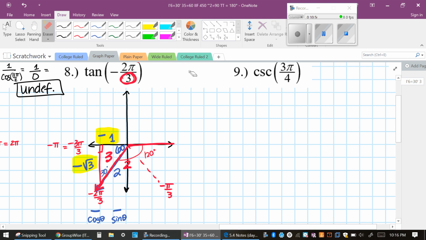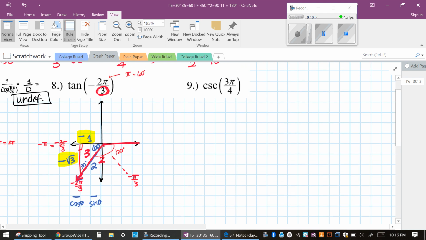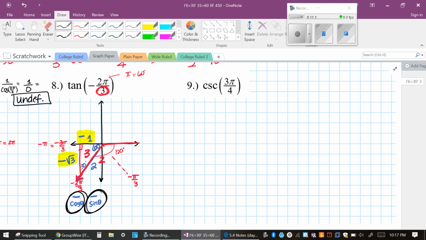Okay, now remember the question at hand. They wanted the tangent of negative 2 pi over 3. So I graphed negative 2 pi over 3. I realized that the reference angle was 60. That helped me draw my special triangle. I filled in my side lengths, keeping track of my signs. And now I'm ready to answer the question.